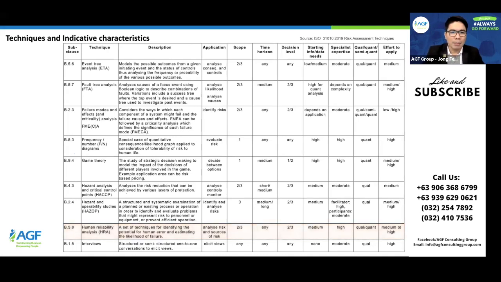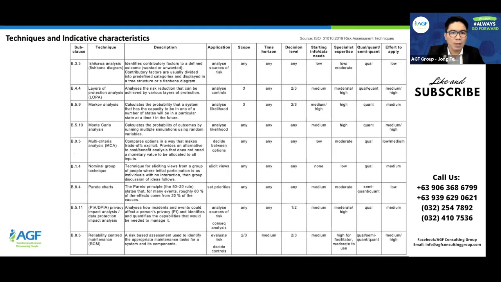What else? Please take note of all of these different tools. Now look at this. Which of these tools are you using in your risk management? I can see some very familiar tools here, while others may be quite new for you. Like for example, LOPA. Have you heard of LOPA? Layers of Protection Analysis. Are you using that? Or the Markov analysis? Or RCM. You also have RCA, root cause analysis. And RCM, which is reliability-centered maintenance, that you use as a risk-based assessment, especially for your equipment, for example.